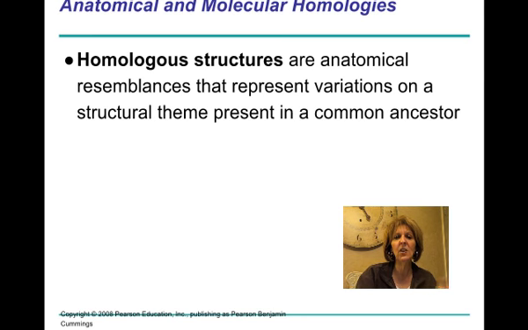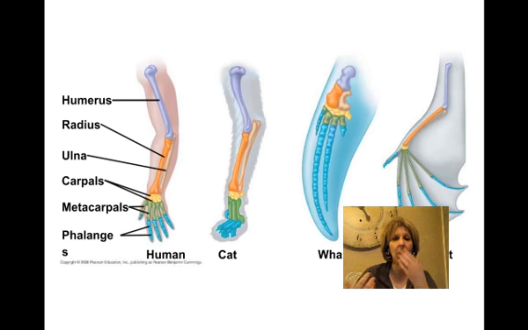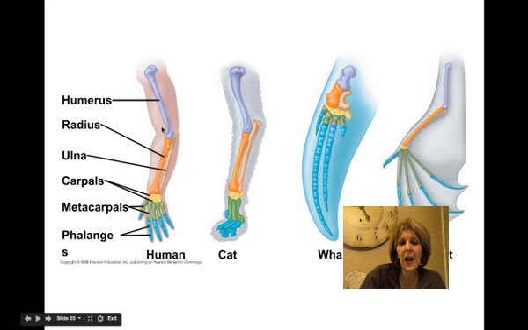So a homologous structure is going to be two structures that are similar that come from a similar ancestor. So we would say the bones in the forelimbs of vertebrates are homologous. You can see the pattern of the bones here. So we have big arm bone, big arm bone, big arm bone, big arm bone in all these different creatures.